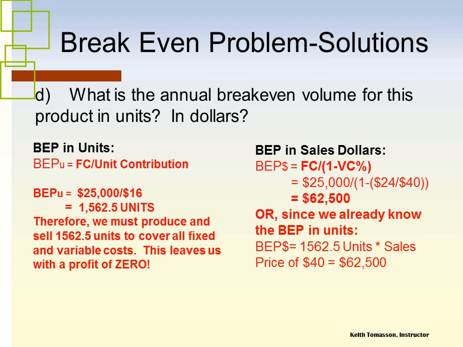We could have also calculated the break-even point because we know that we need to sell 1,562.5 units. We can multiply that by the sales price of $40 per unit, and we get the break-even point in sales dollars: the break-even point in units times the sales price per unit of $40 equals $62,500. So you should be able to calculate the break-even point in sales either from the formula, or if we know the number of units, it's sometimes a little bit easier to multiply by the sales price to determine the break-even point in sales dollars.